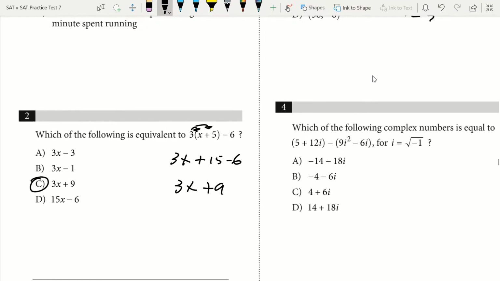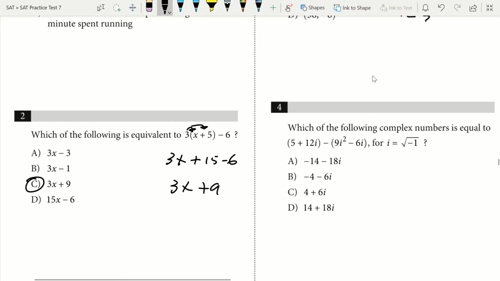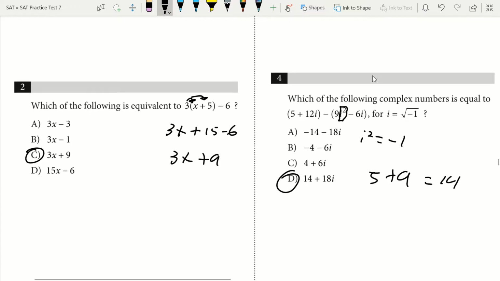Question 4. Which of the following complex numbers is equal to 5 plus 12i minus 9i squared minus 6i, for i equals the square root of negative 1? Alright, well I see I have 12i minus 9i squared. I know that i squared is equal to negative 1. So 9 times negative 1 gives me negative 9. Now I'm subtracting negative 9, which means I'm actually adding 9 then. So I have 5 plus 9. That's going to give me 14. My only answer choice with 14 is answer choice D, so that will be my answer.